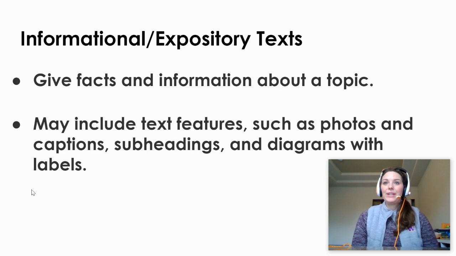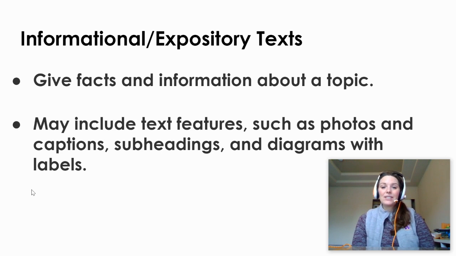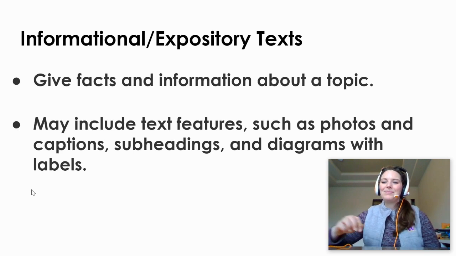Informational or expository texts give facts and information about a topic. They also may include text features such as photos and captions, subheadings, and diagrams with labels. So when you are reading a text and the story has facts and information in it and has text features, that tells you it is an informational text. Those are some clues that tell you the genre.